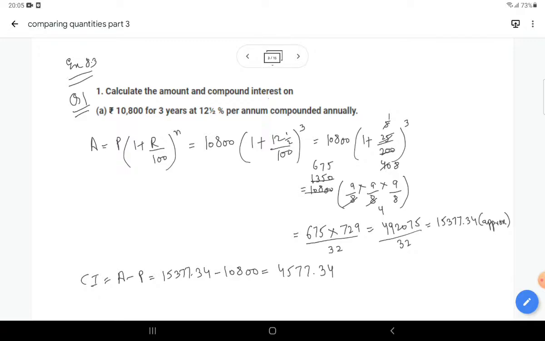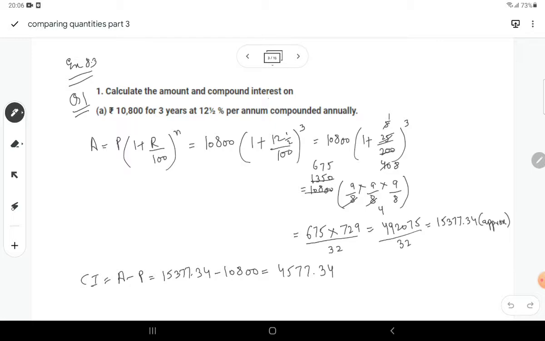In the previous video, we have seen some of the examples by using the concept of simple and compound interest. In this video, we are going to start with exercise 8.3. So without wasting any time, let's jump into the video.